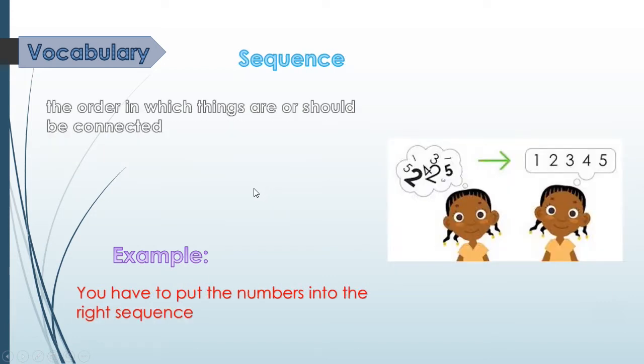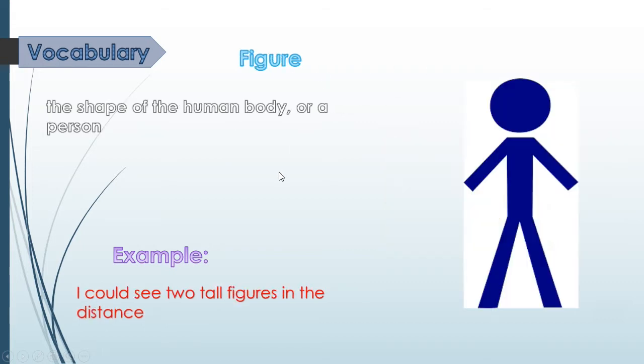A sequence is the order in which things should be put or connected. Like in this picture, you see the numbers are messy, but here they are in the right order: 1, 2, 3, 4, 5. This is called a sequence. Here's an example. You have to put the numbers into the right sequence.